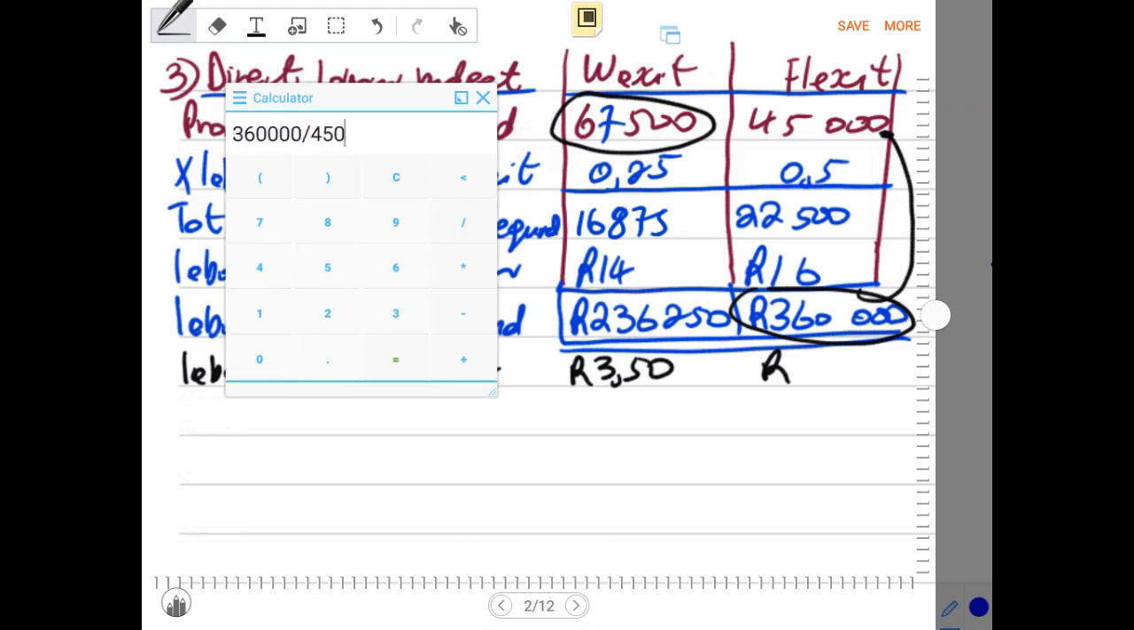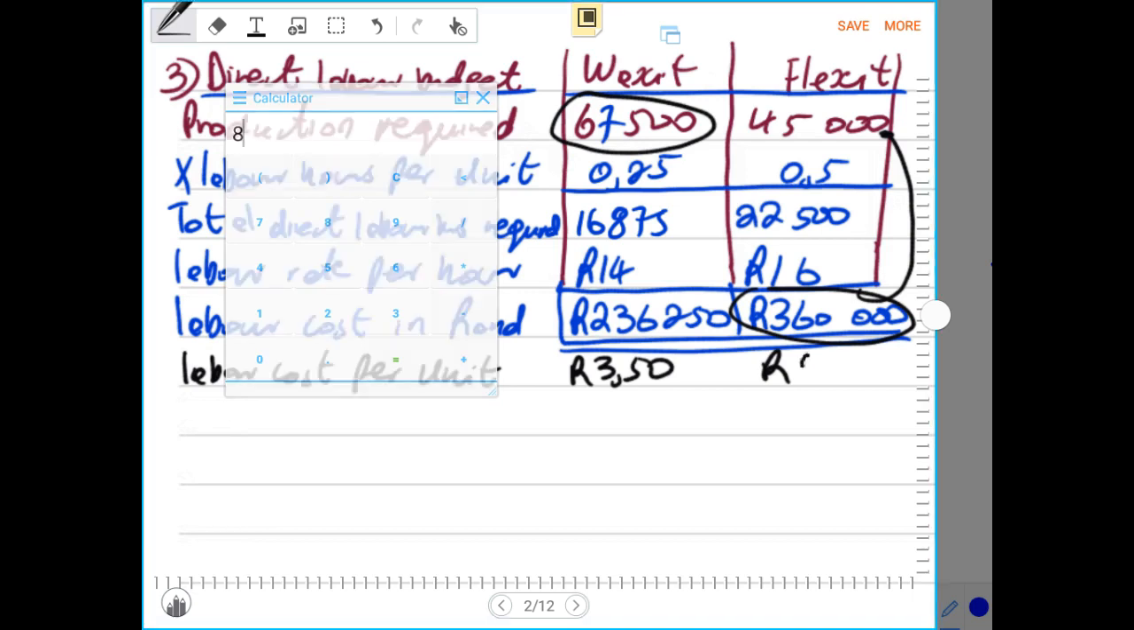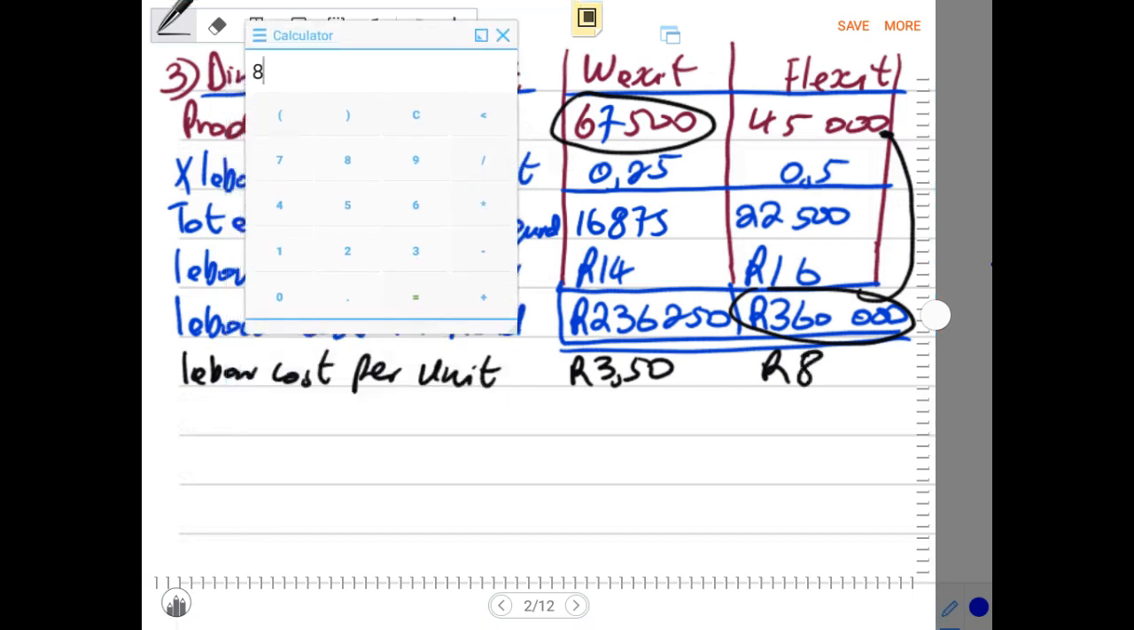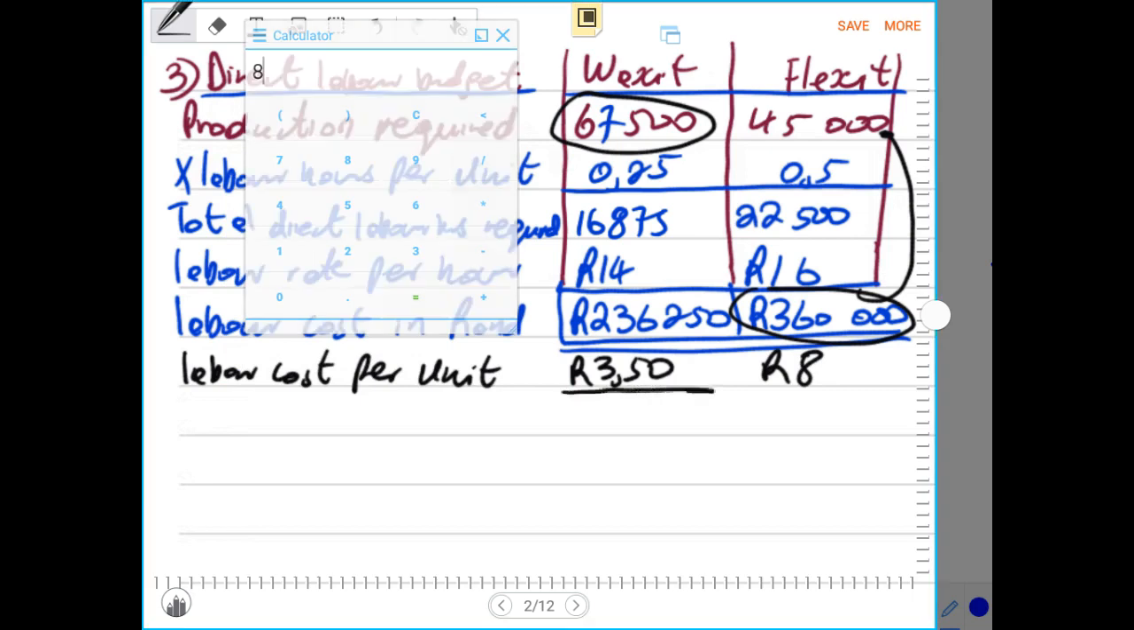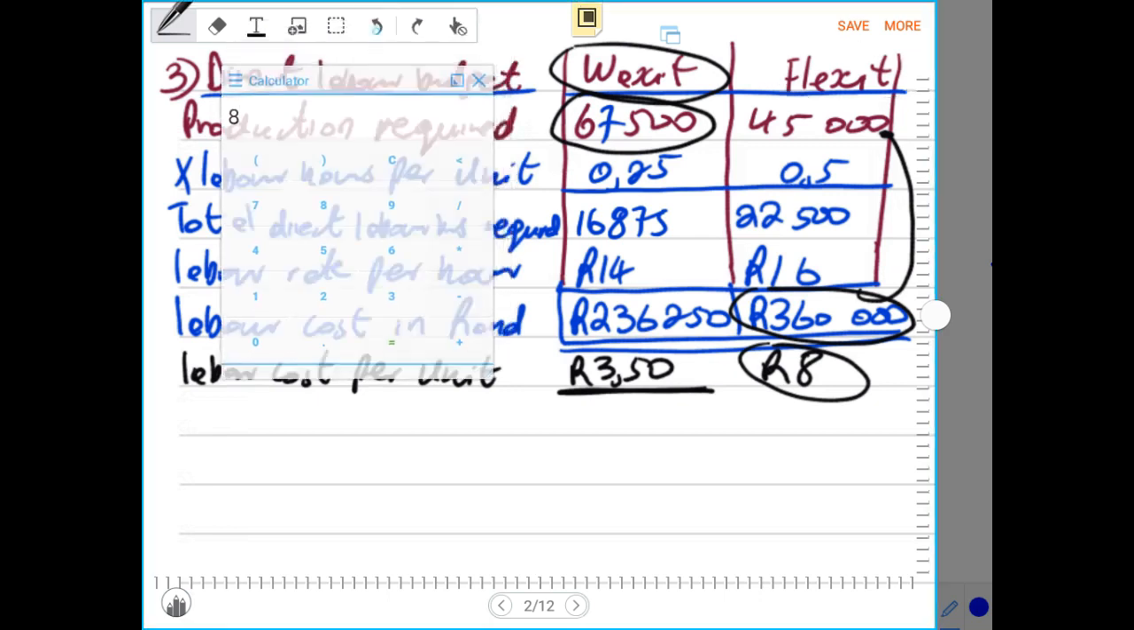360,000 divided by 45,000 will give us 8 rand per unit. That means the company will incur 350 cents in labor in order to manufacture product worksheet, and the company will also incur 8 rand of labor in order to manufacture product flexit. So now these are the labor costs per unit.